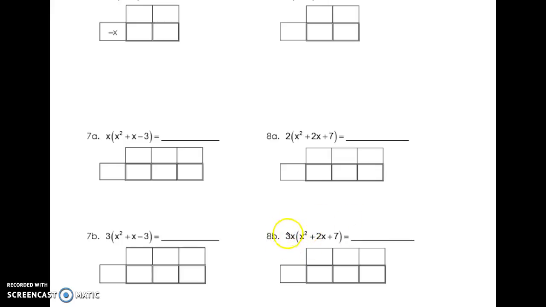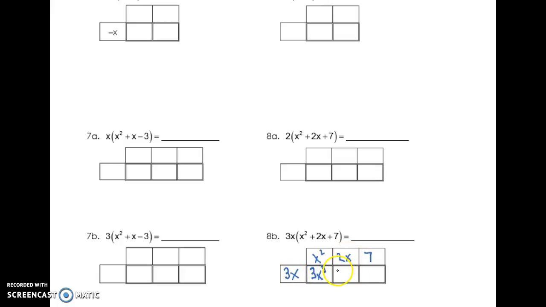So the 3x is alone, so we're going to put that in an isolated box. x squared, 2x, and 7, those are our three terms here. So we've got an x squared, a 2x, and a 7. When we multiply those, again, our coefficient on any variable that doesn't have a number in front is 1. So x squared is just 1x squared. 3x times 1x squared is 3x to the third.